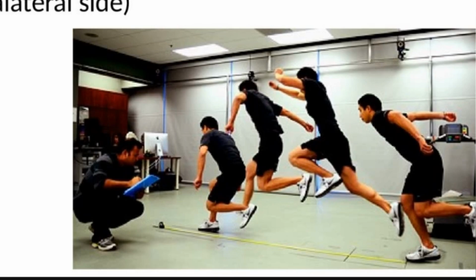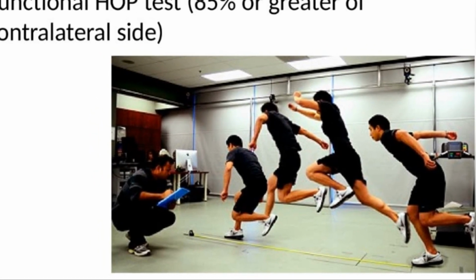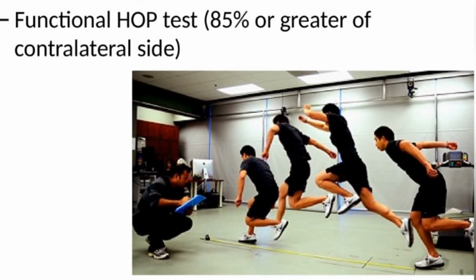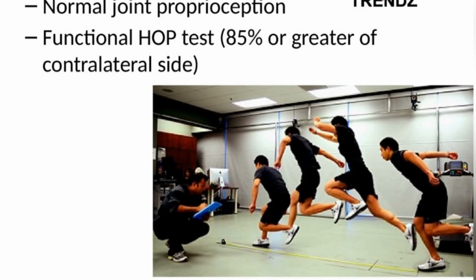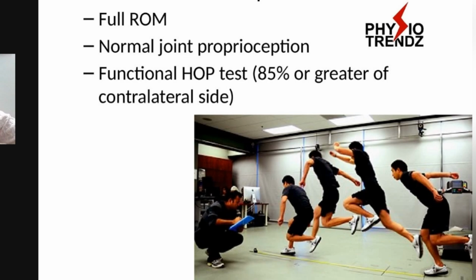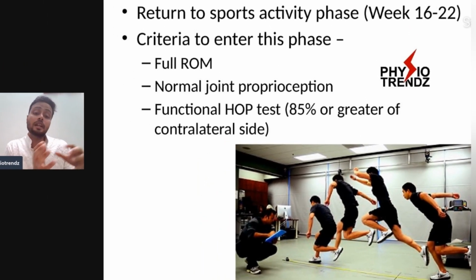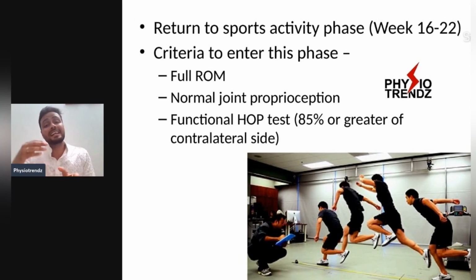And the last phase is return to sports activity. My dear friends, as shown in this picture, this is a hop test in which the person stands on one leg and tries to jump the maximum distance and land on the same leg. The distance covered on the unaffected side has to be at least more than 85 percent on the affected side to enter this particular phase, the return to sports activity phase, which is from week 16 to 22.